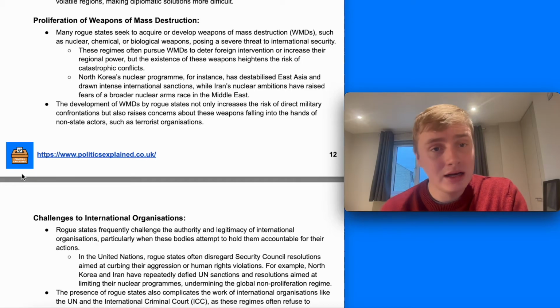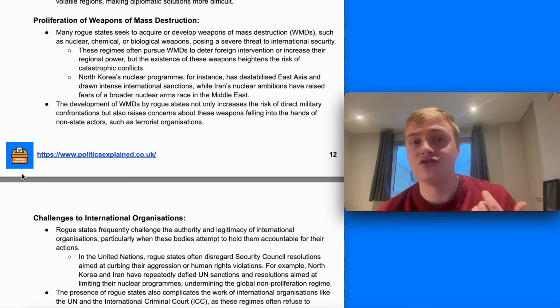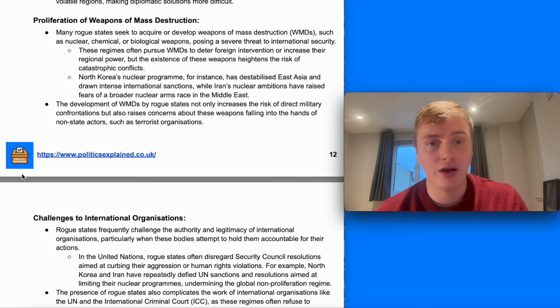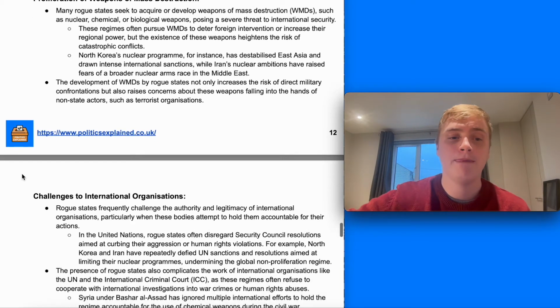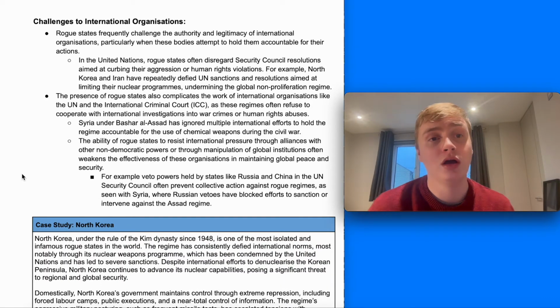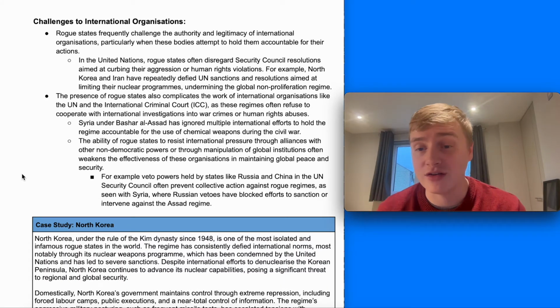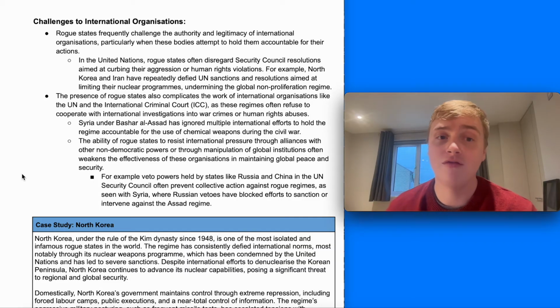Many try to acquire or develop weapons of mass destruction, which of course often leads to an international response. You look at North Korea, you look at Iran as examples of that, and they crucially also challenge international organisations and the authority and legitimacy of them, particularly when these bodies attempt to hold them accountable for their actions.